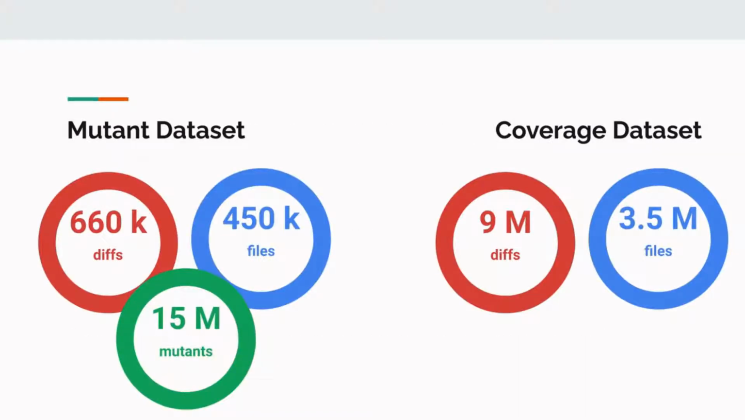To answer our questions, we have constructed two datasets, one with mutants and coverage, and the other with only coverage surfaced. The mutant dataset contained 15 million mutants, and the coverage dataset contained 9 million diffs with coverage surfaced in them.